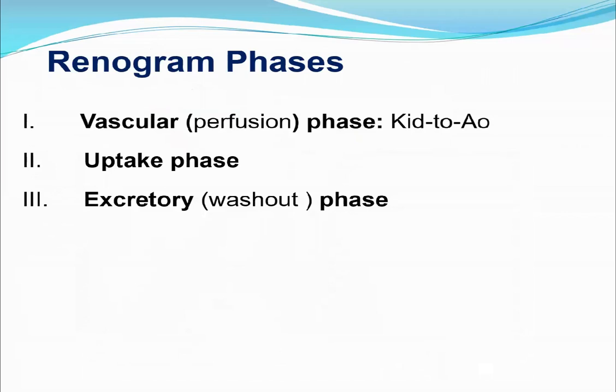Renogram phases are 3 phases: vascular or perfusion phase, in the first minute, the kidney to aorta ratio must be equal to or more than 3 to 1. Uptake phase in the following 5 minutes, represented by the ascending limb in the curve, and finally the excretory phase.